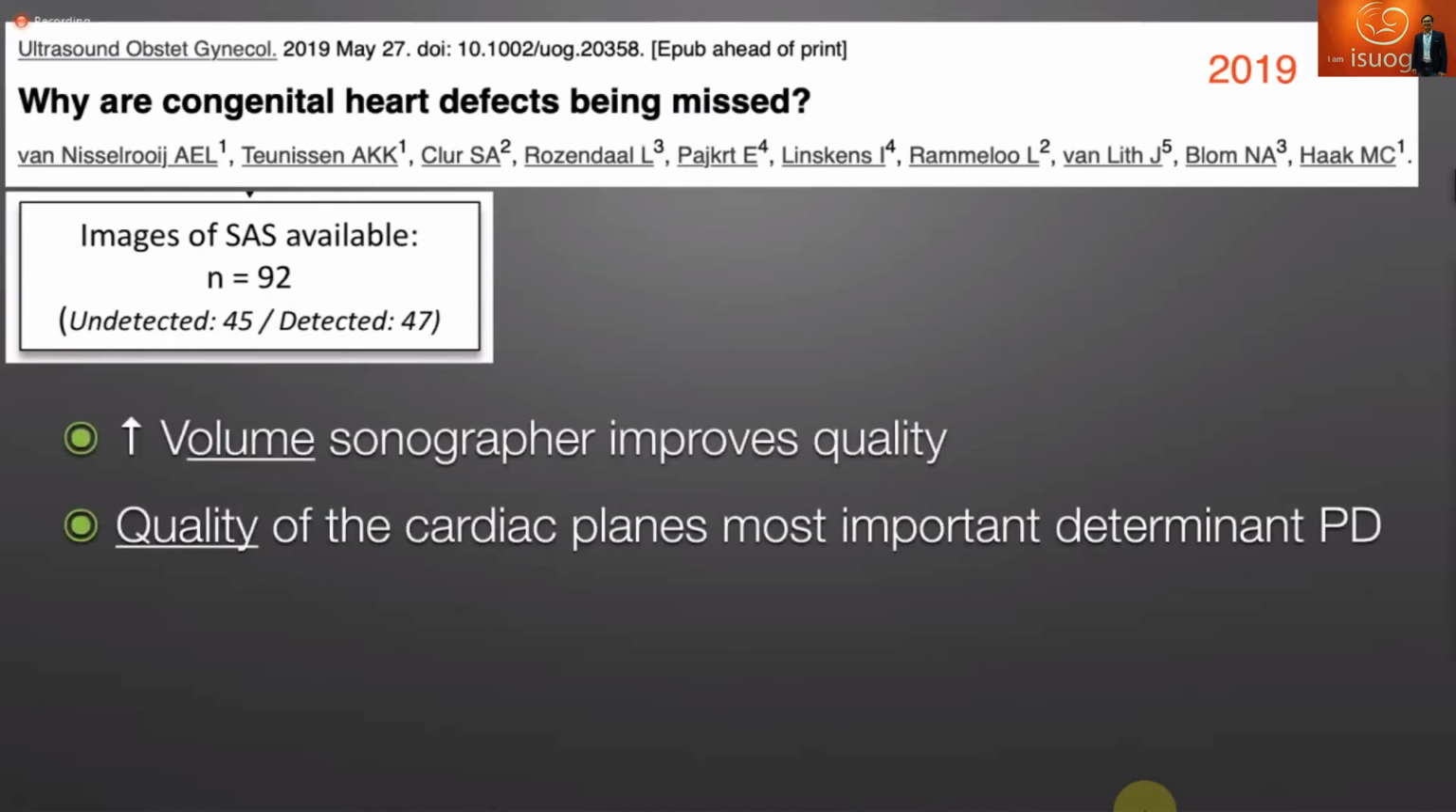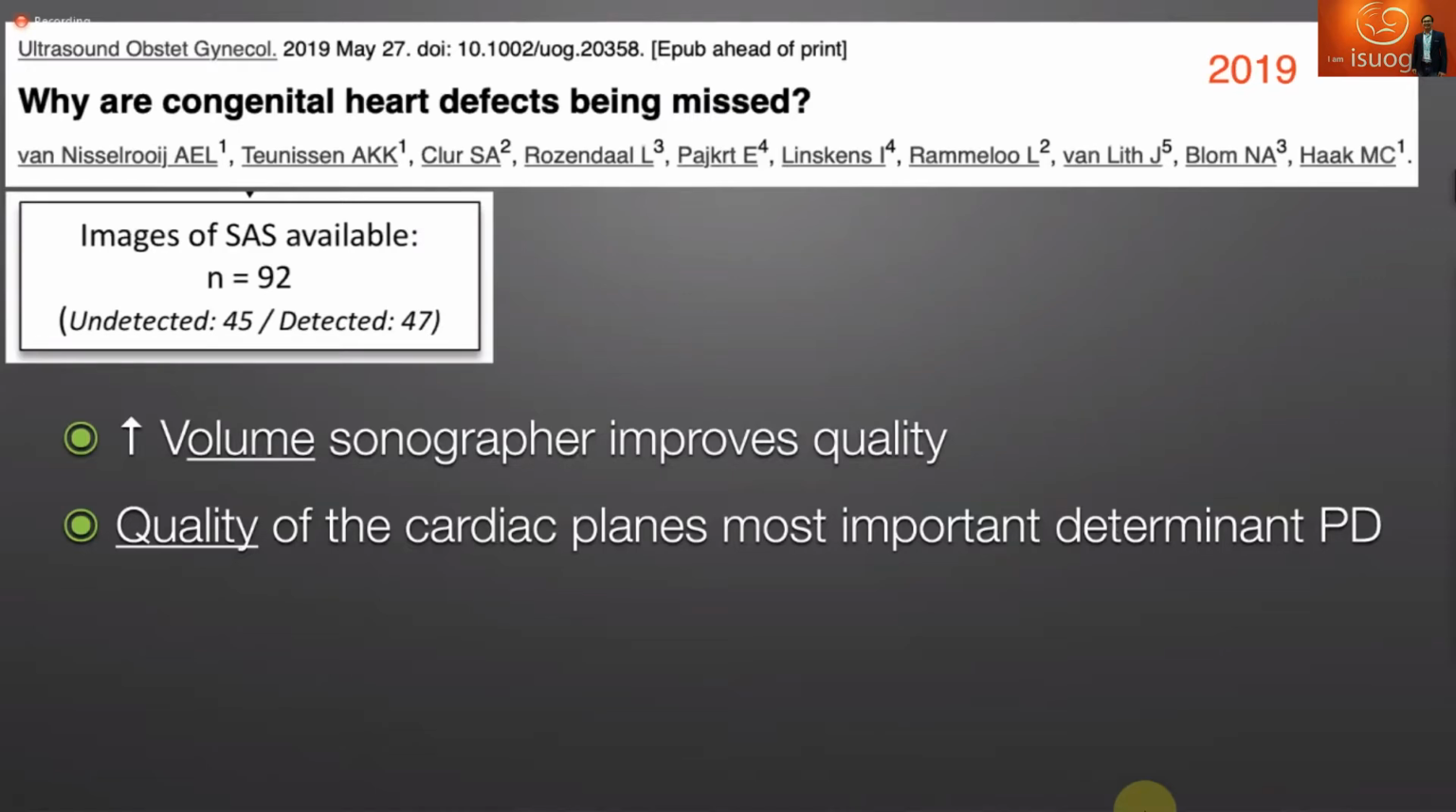And they found out that the volume of the sonographer improved the quality. That means the quality of ultrasound is mainly dependent on the quantity one is doing. So if you scan 2 patients a day, or 10 patients a day, or 15 patients a day, it doesn't matter. But if you scan 1 patient every second day, you will not have the experience of getting the proper plane and analyzing the image properly.